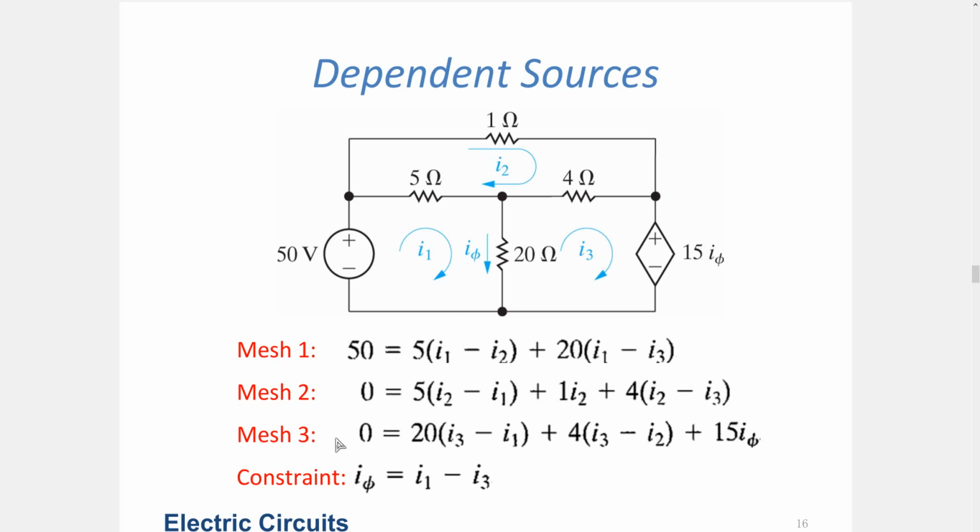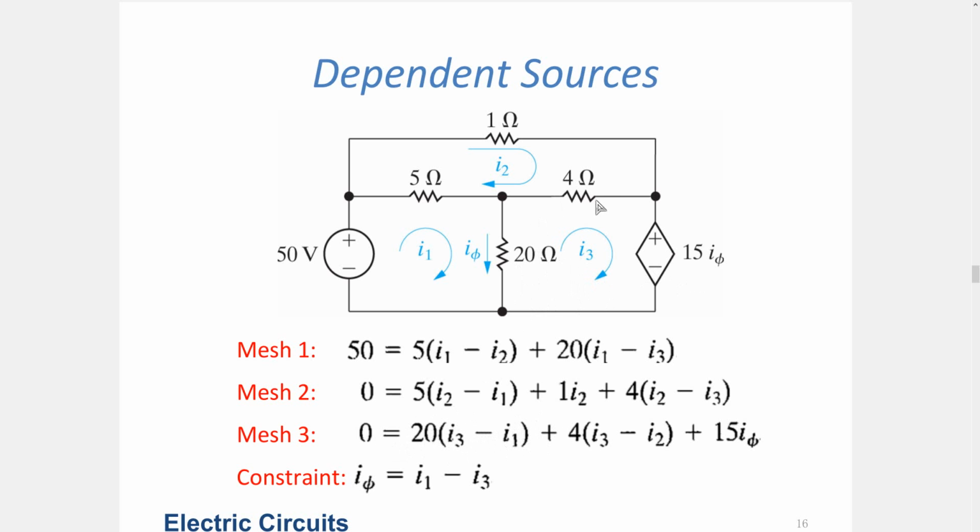And I can write down a third one using the third mesh. Now, since I have a current dependent voltage source, and I'm rotating in the same direction, I will have a positive value, 15 I5. This is the voltage value generated. And since I'm opposing the 20 ohms, I'm going to get minus 20 times I1 minus I3, which will be converted to 20 times I3 minus I1 if you distribute the minus 1 into the parentheses.